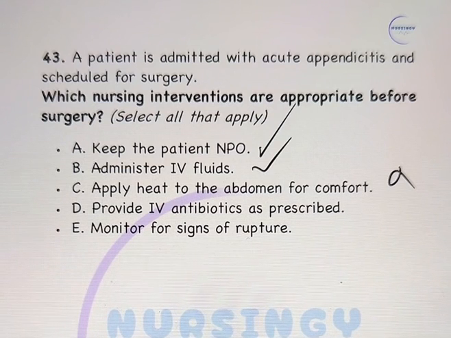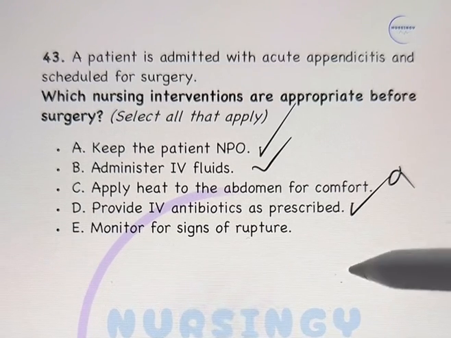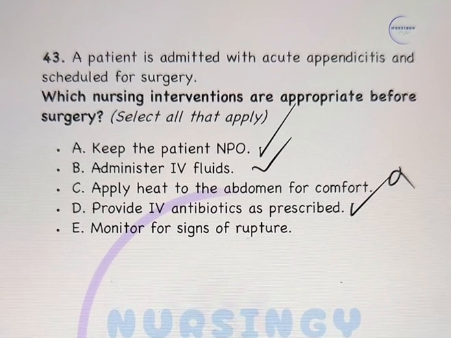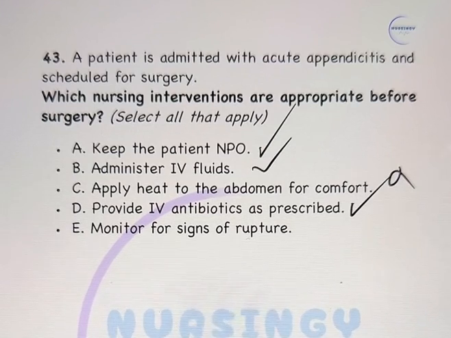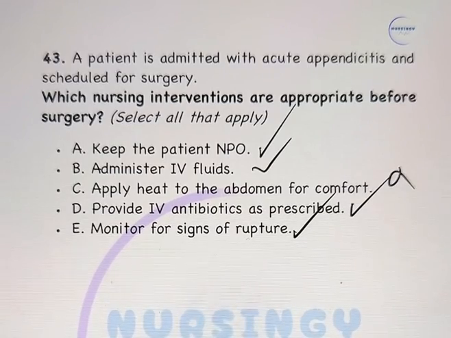Heat always increases the blood flow to that organ. D, provide IV antibiotic as prescribed. D is always yes because it is lowering the infection, especially if it is ruptured already. Then it's going to help reduce septic shock. And what about E? Monitor for signs of rupture. E also yes. Monitoring is always good: increase in pain, fever, all those infection signs. Okay, let's move to question number 44.